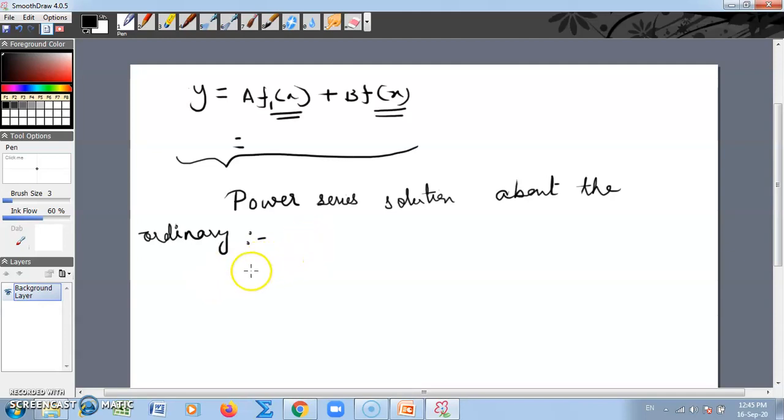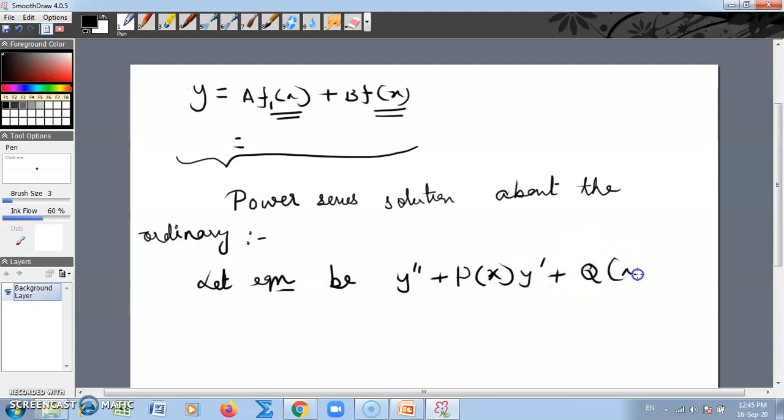Now for this, let the differential equation be y double dash plus p(x) y single dash plus q(x) y is equal to 0. This is what we had given in the previous class. We have taken this as the given differential equation.